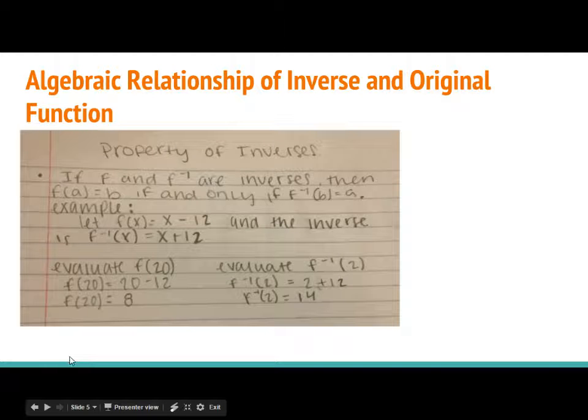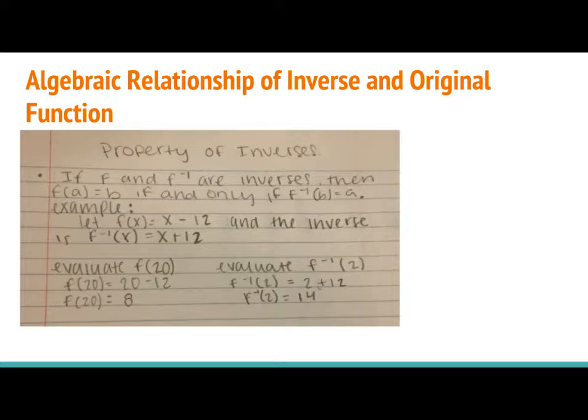Oh, okay. So this is the property of inverses. If f and f negative 1 are inverses, then f of a equals b if and only if f negative 1 of b equals a. For example, let f of x equals x minus 12. And the inverse is f of negative 1 x equals x plus 12.